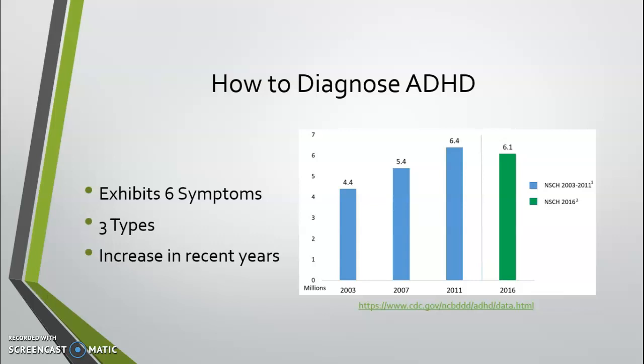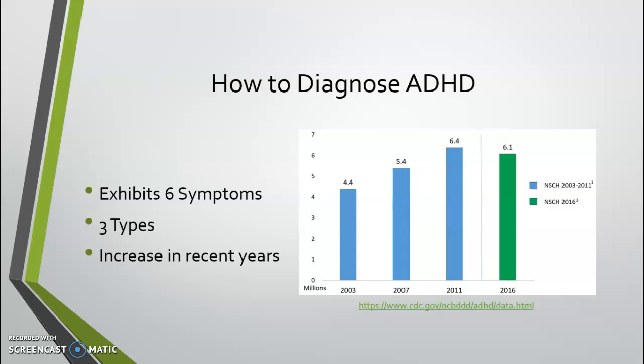There is predominantly inattentive, which deals mostly with inattentive behaviors, just lack of focus or just general aloofness. And then there's predominantly hyperactive or impulsive, which the student is unable to really sit down or just needs to be going constantly. And then there's the combined type, which has symptoms from both.